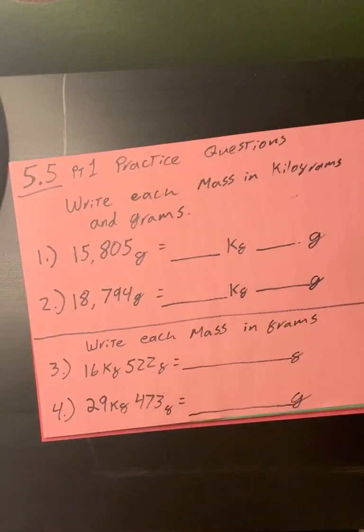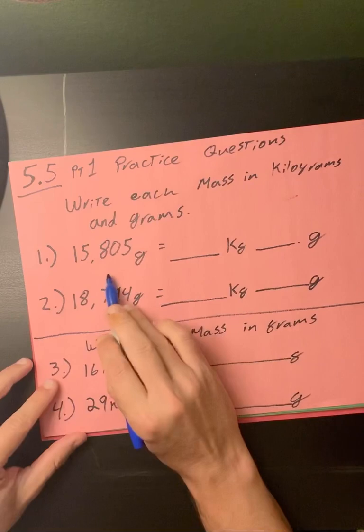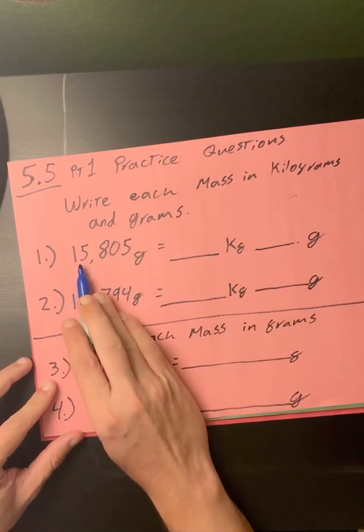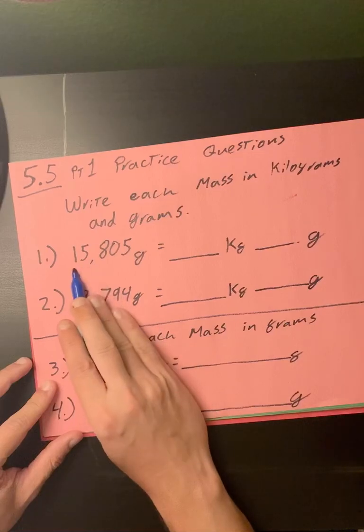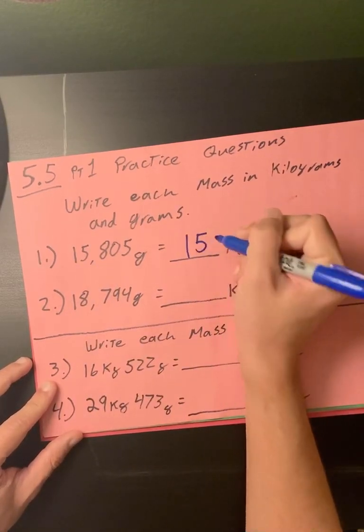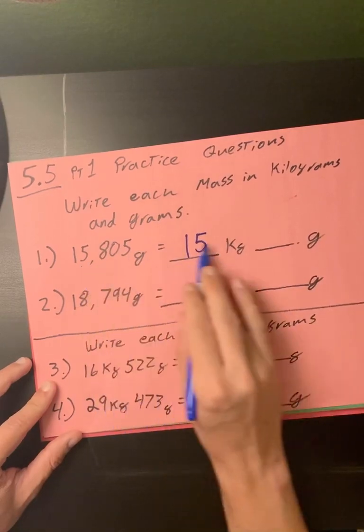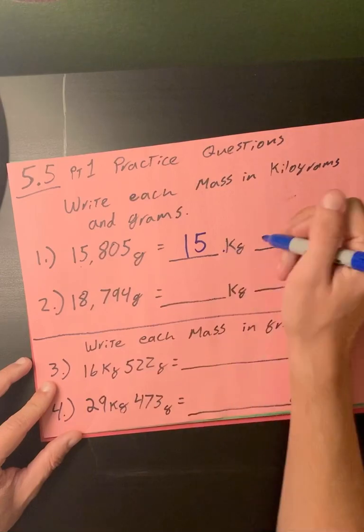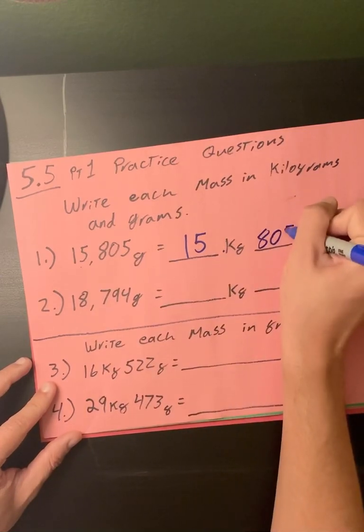All right, so now we're going to work through these problems, turning 15,805 grams into kilograms and grams. Anything that's over my thousands place, my 10,000s and my thousands, will go in my kilograms section, so 15 kilograms. My grams would be 805 grams.